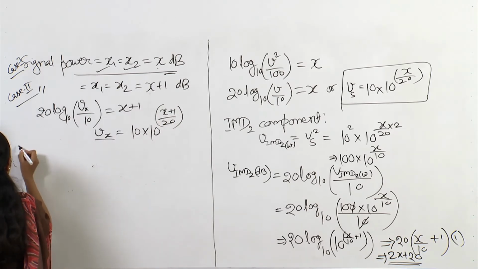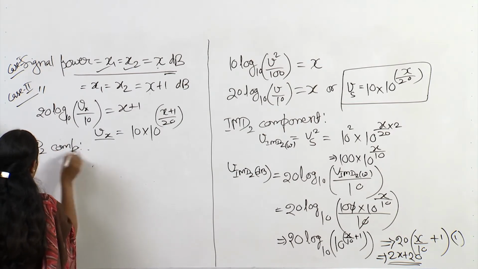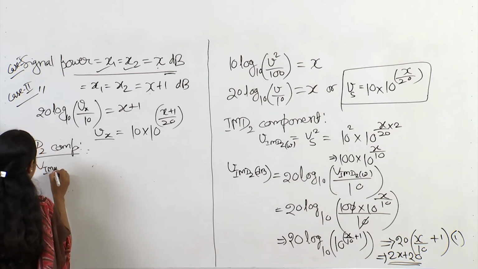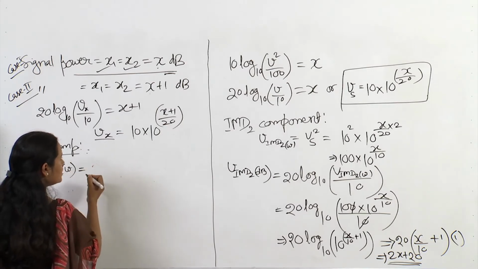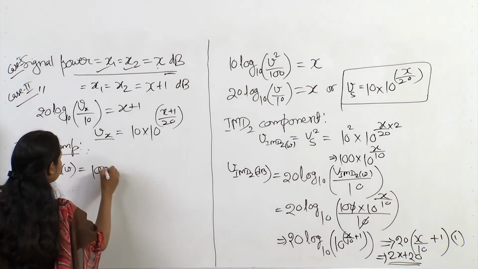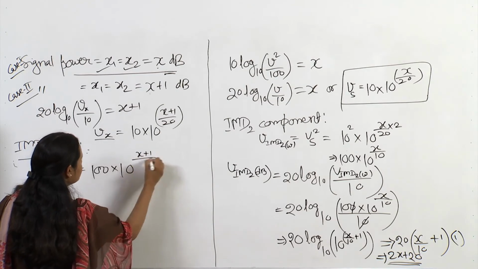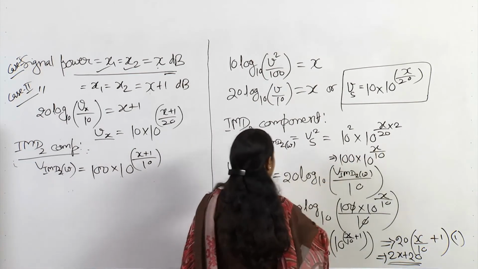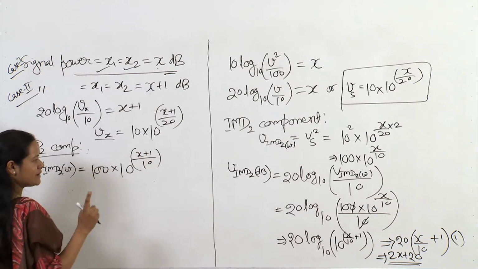So, what will be the IMD2 component for this? V IMD 2 will be the square of this term. So, again 100 into 10 to the power x plus 1 upon 10. So, we have done all these calculations. Instead of x, we are using x plus 1 here, right. So, it is for the power when one power is increased by 1 dB.